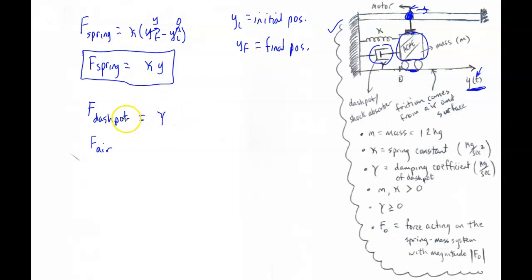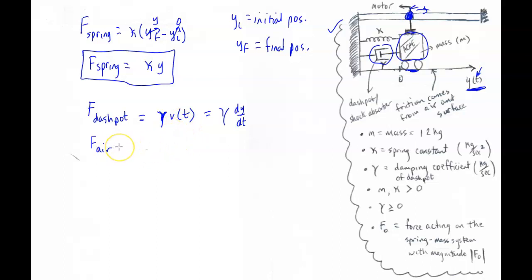So since we know that the force of the dashpot or shock absorber is going to be dependent upon the velocity, then we could rewrite this function this way, where it's going to be dampening coefficient times velocity. And since velocity is going to be the derivative of position, we could rewrite this way. Okay.